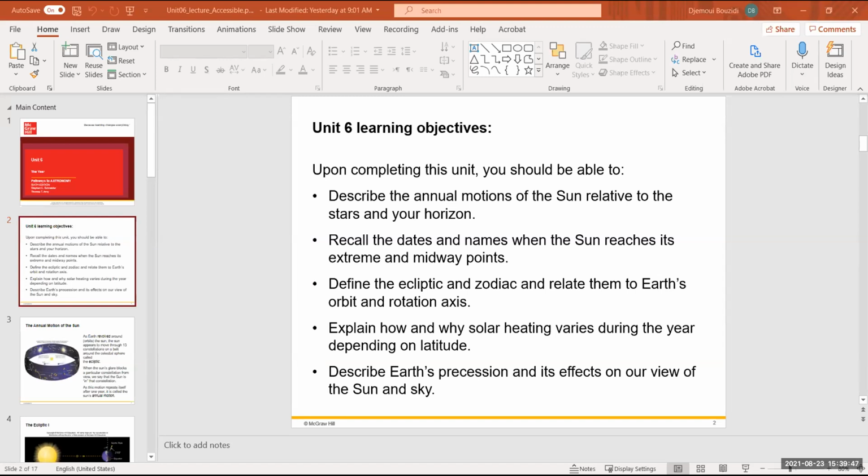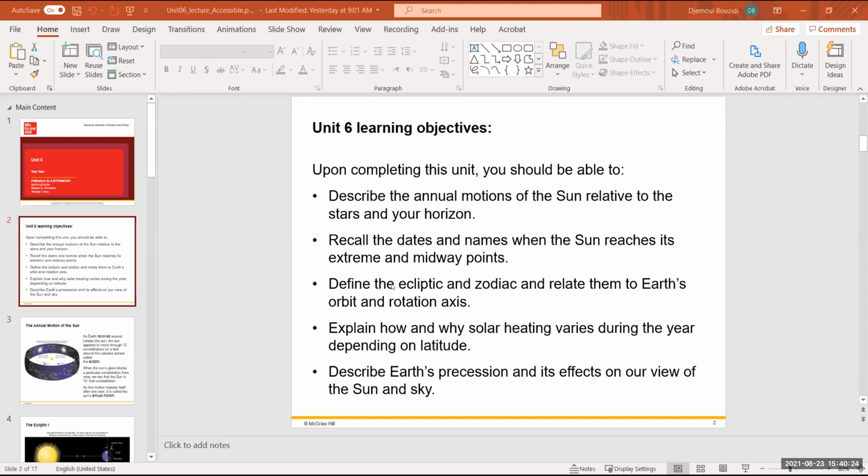Once you read Unit 6, you will have gathered enough materials. Then the promise is you do the activity that is the last one immediately after Unit 6. It has step-by-step, basically a prescription of what needs to be done. You should understand what these things are. You should be able to describe the annual motion of the sun relative to the stars on the horizon, and you will see that. First of all, do the reading, and then do the activity, okay?